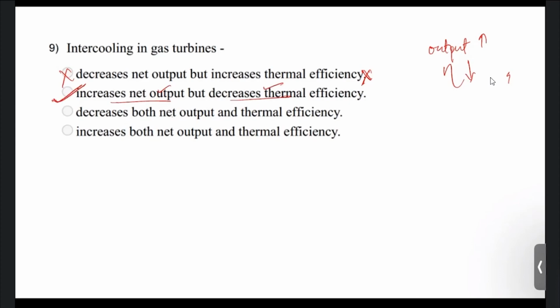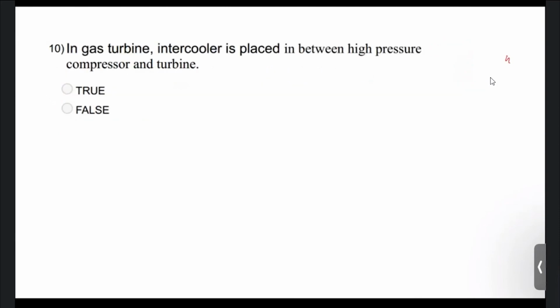Decrease both net output and thermal efficiency, wrong. Increase both net output and thermal efficiency, this is also wrong. Okay, the second option is correct. With the intercooling, net output is increased but thermal efficiency always decreases. Okay, any doubt here? So yeah, on to the next and last question.